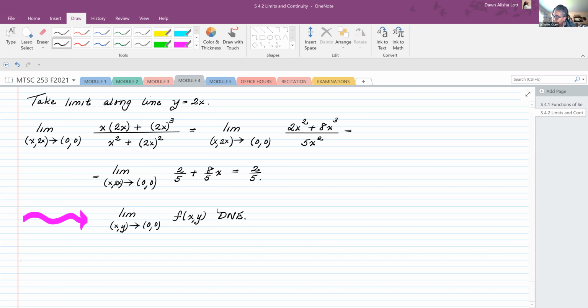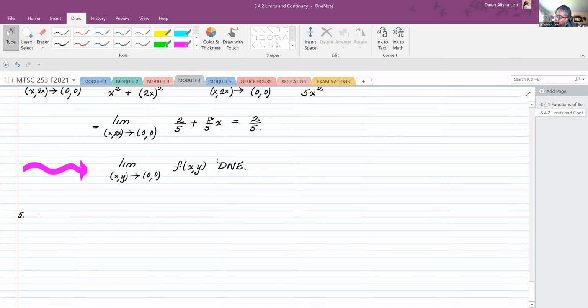Here's another one. F of x, y is equal to 2x squared y over x to the 4th plus y squared. Now that's another indication. That's a power of 3, a power of 4, and a power of 2, and it looks like it's not really going to work.